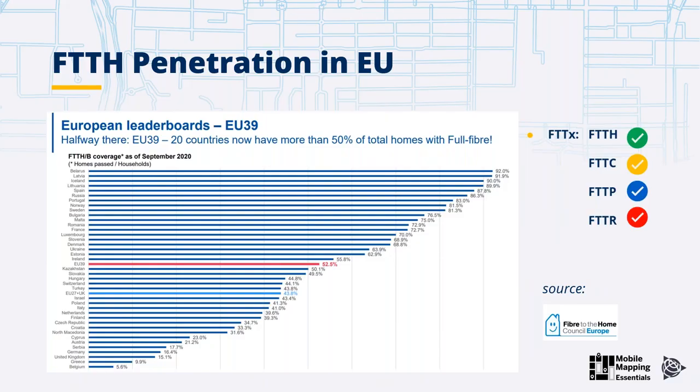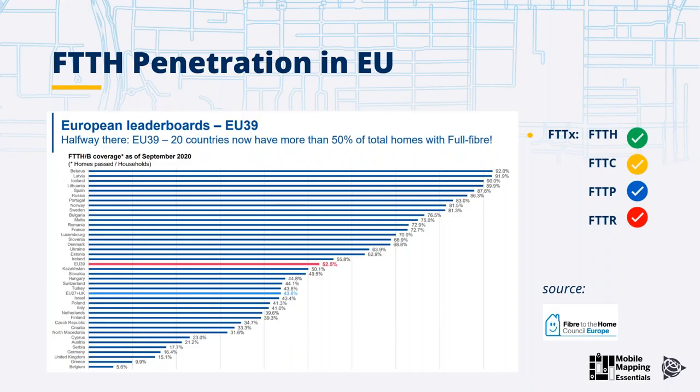Where are we today with the deployment of fiber optic networks? That's a slide from the Fiber to the Home European Council, which happened in 2020. From here you can see the coverage by country of the fiber optic network. What is interesting is that more than 50% of homes are covered by full fiber. What does full fiber mean?